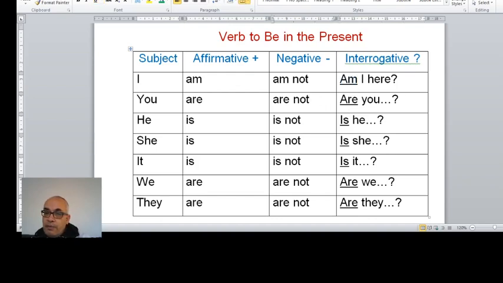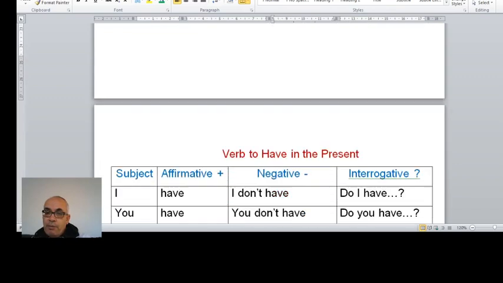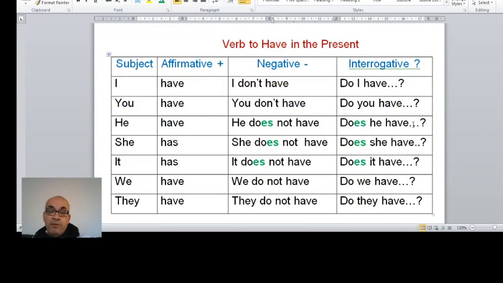Now, let's move on. The same table, but about a different verb, which is a very important verb. So again here, verb to have in the present simple tense. These are the subjects, and then I have, I don't have. The negative is I don't have. You cannot say I haven't, unless you say I haven't got a pen, for example, that's okay. But the negative is I don't have, and the interrogative, do I have.